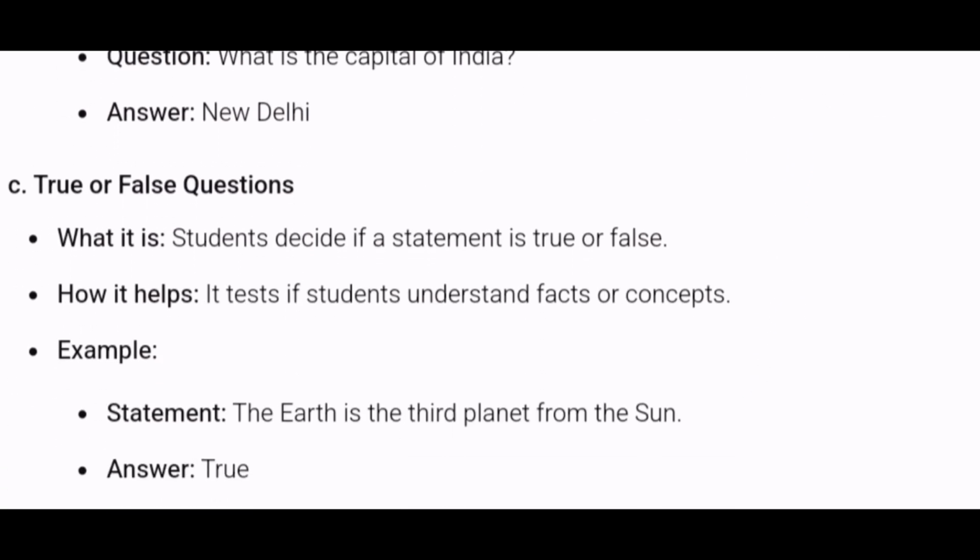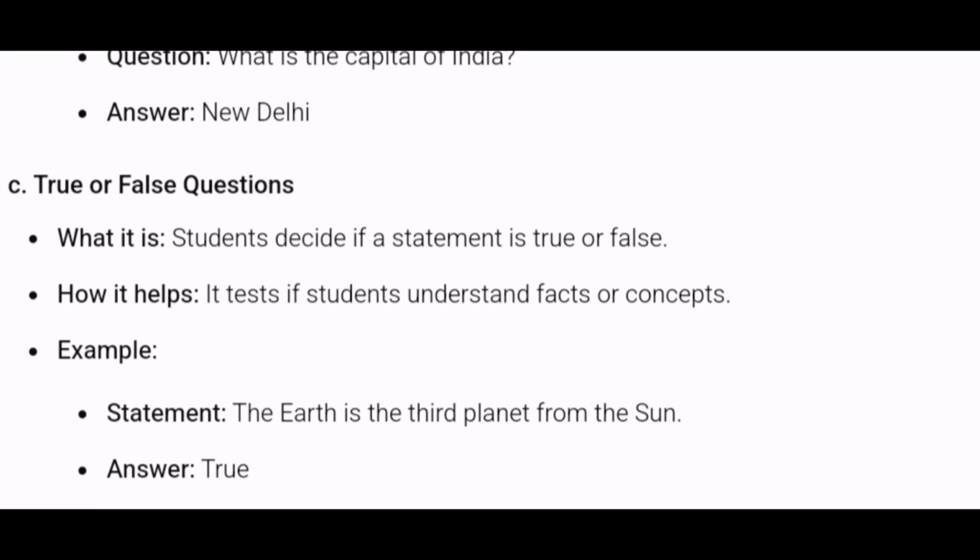Then the third one we have is true or false types of questions. Students decide if a statement is true or false. It tests if students understood facts or concepts. The earth is the third planet from the sun. So true false means whether the student has understood the concept or not, that we can check. All right, but how do we check it? We check it by giving them a statement which can be true or which can be false.